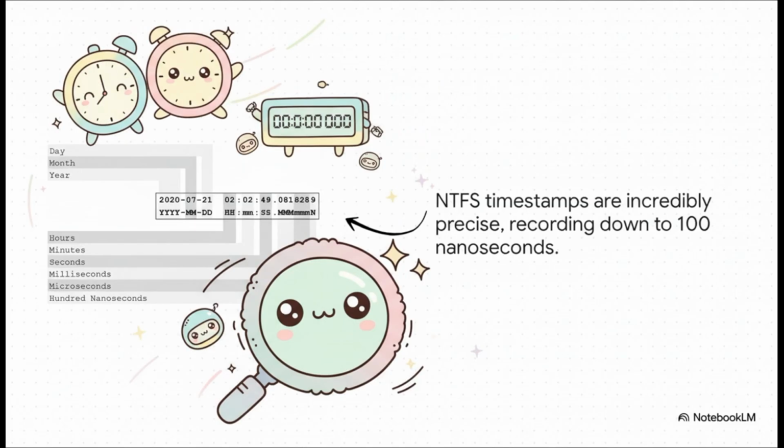We're not talking about minutes or even seconds. NTFS timestamps can record events down to 100 nanoseconds. To give you an idea of how fast that is, a beam of light travels less than 100 feet in that amount of time. It's just insane. And it's that incredible level of detail that allows investigators to put together a chain of events with unbelievable accuracy.